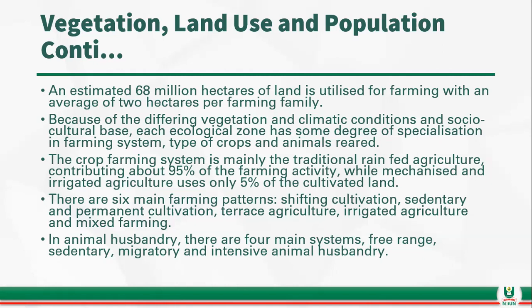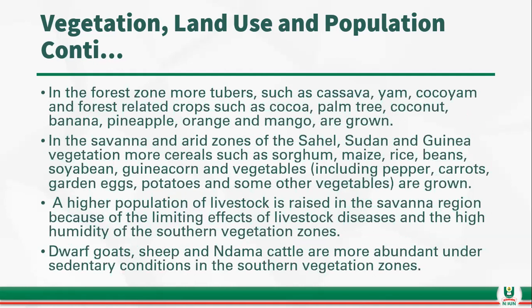So also in animal husbandry, there are four main systems. Four main systems. We have the free range, we have the sedentary, we have the migratory, we have the intensive animal husbandry. All of these are the kinds of animal husbandry practice.